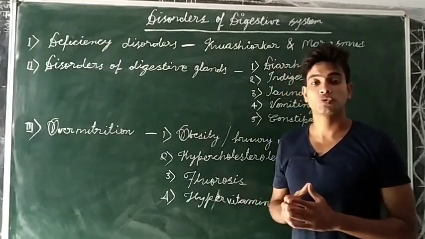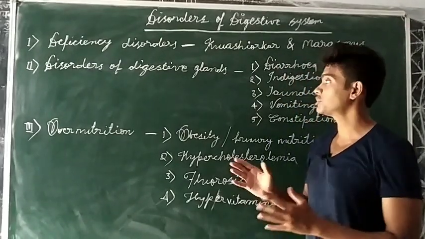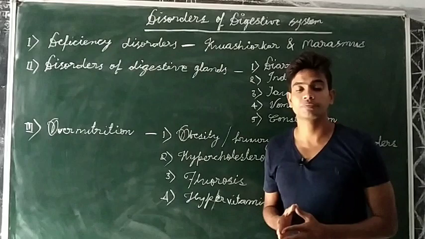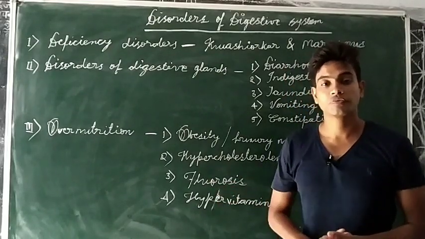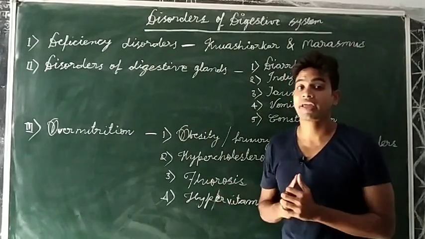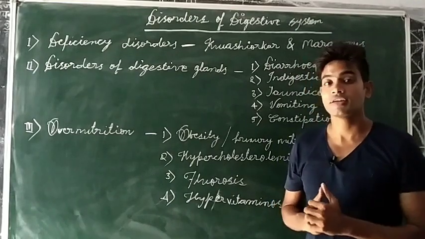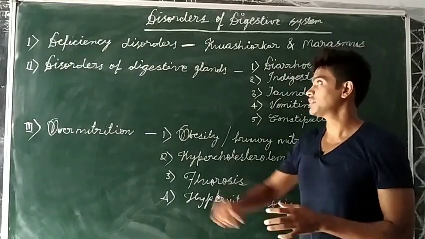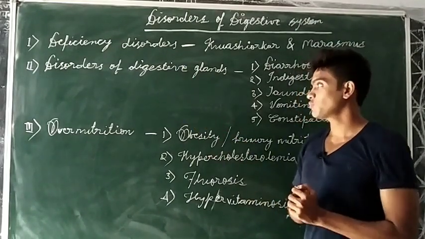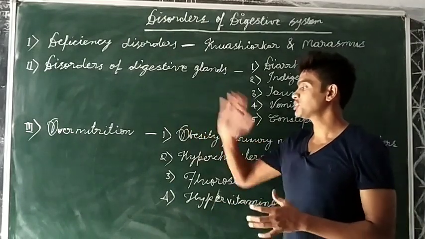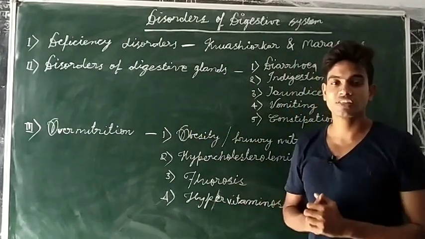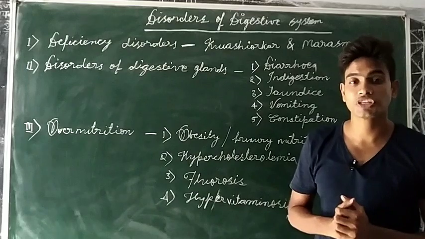In this video, we will talk about the disorders related with the digestive system. All the disorders which are related to the digestive system can be categorized in three categories. The first one is called deficiency disorder. The second one is called disorders of digestive glands, and the third category is called overnutrition.